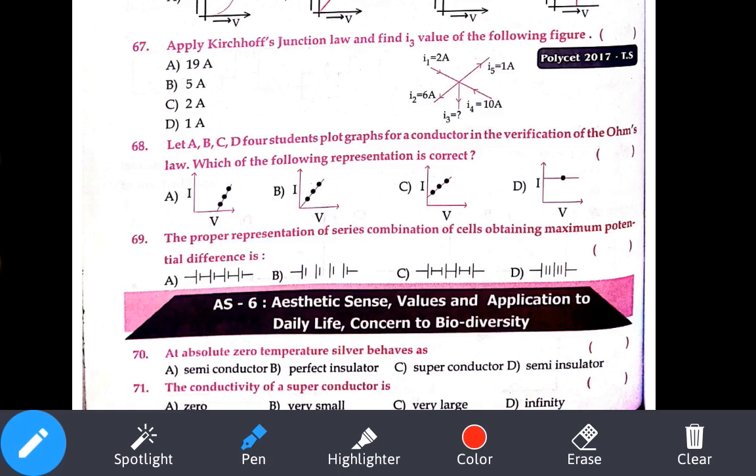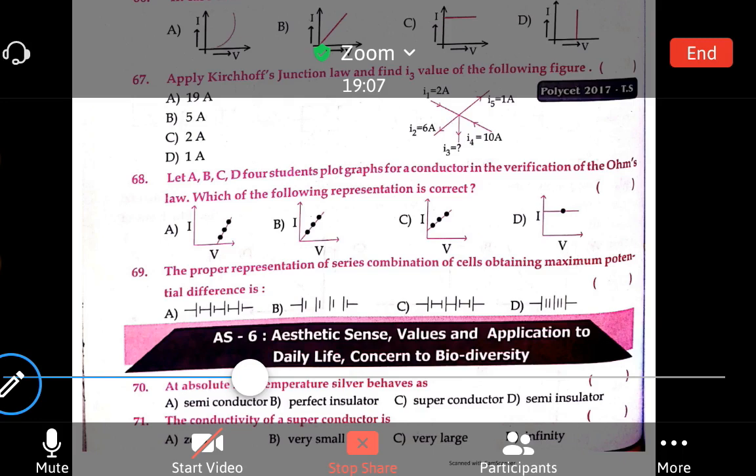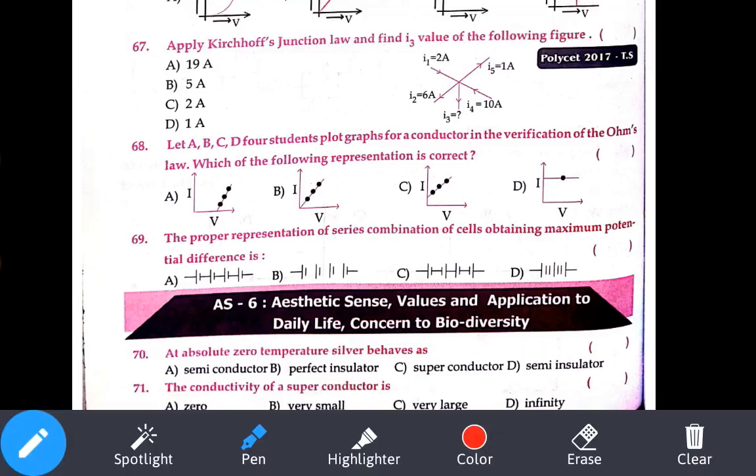The proper representation of series combination they are asking. So series combination, how it should be connected, they are asking. Let's see these. D is completely wrong. And if you observe the second and third diagrams, the symbols are reversed, and here there is no line between the connections. So option number A is our answer. Option number A. Very easy one. Okay, let's see the next one.